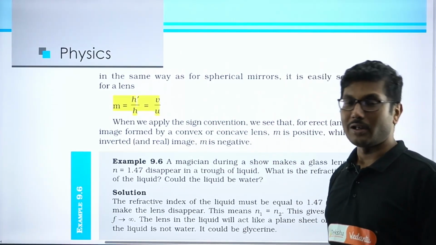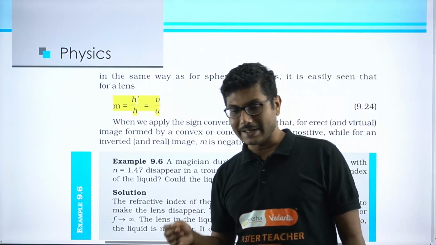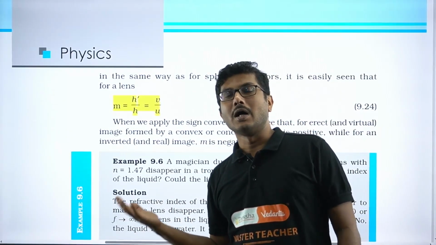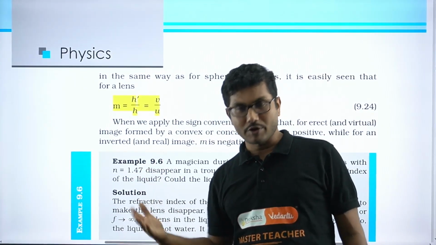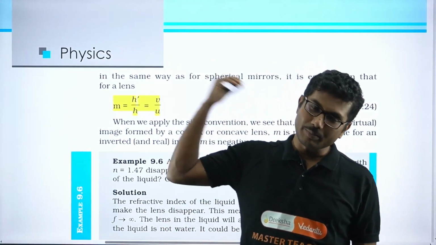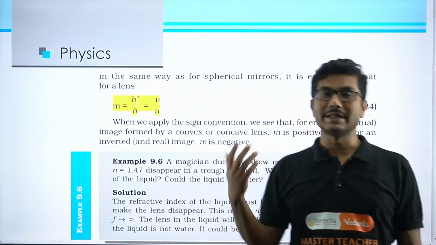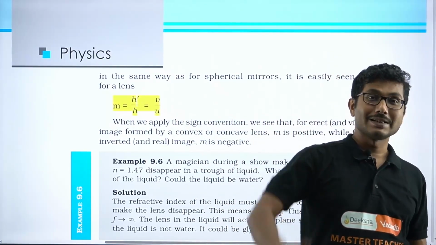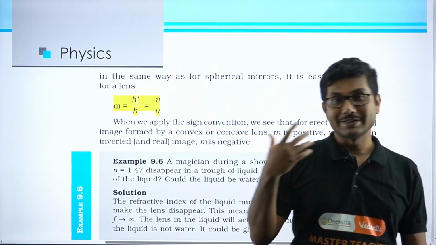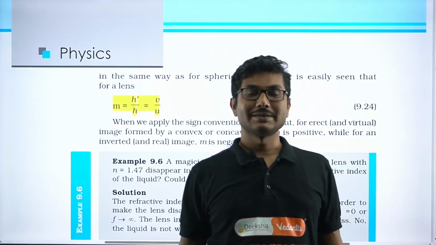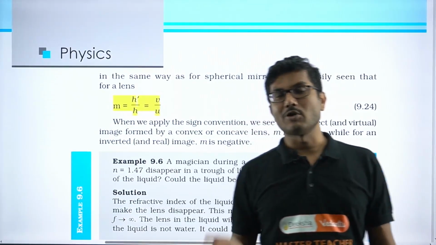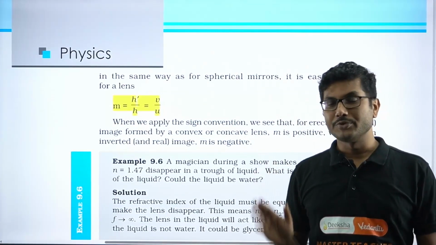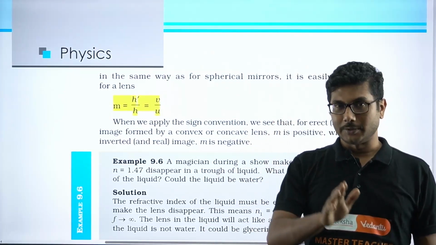Now there is a small thing that you must always remember: if the overall value of m is negative, be it in case of mirrors or in case of lenses, that represents a real image. Why? Because negative means it represents an inverted image. Inverted image only happens when the object, the image is real.